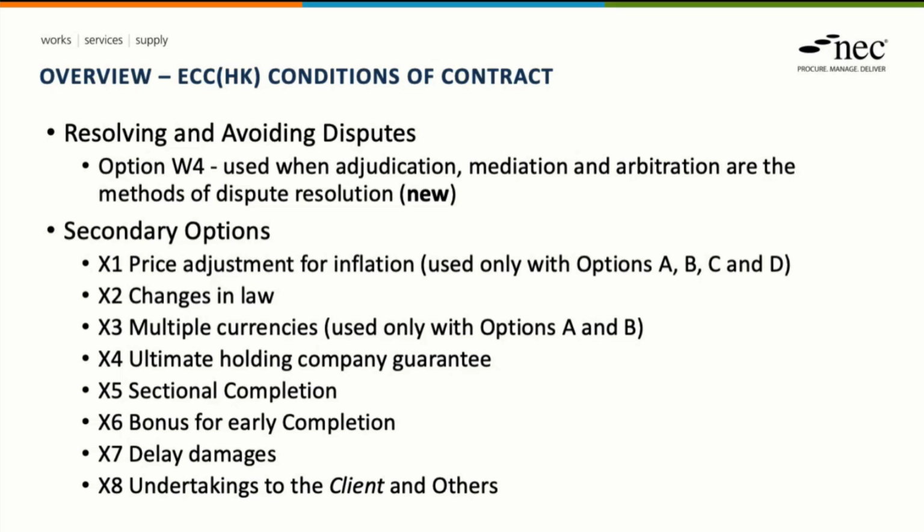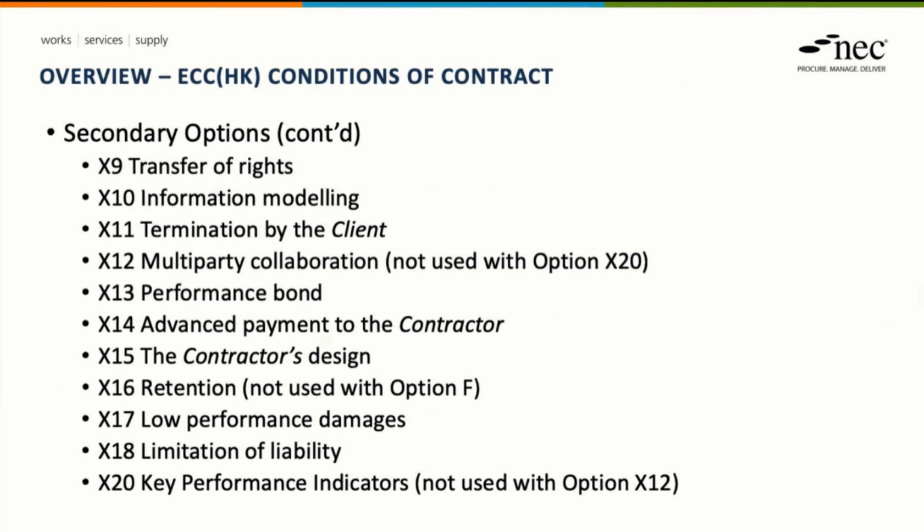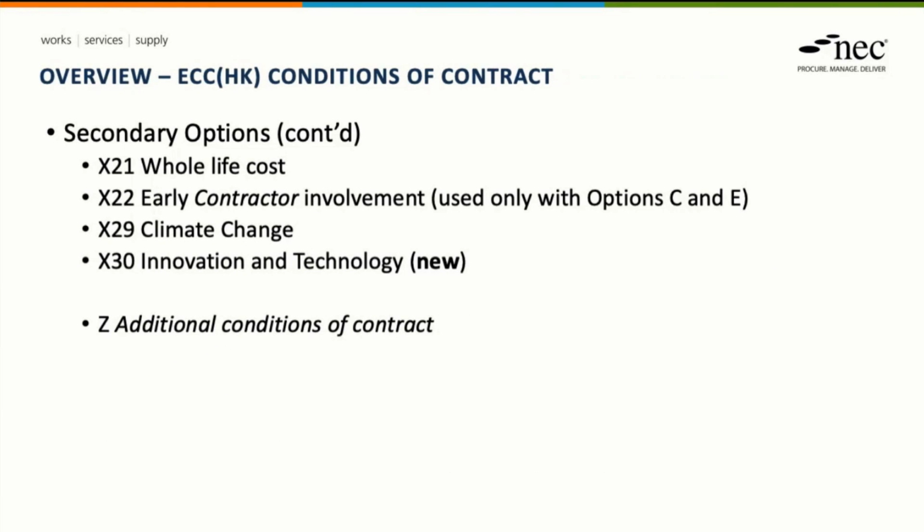In terms of the secondary options, there's a long list over the next few slides. They largely remain the same as per the NEC4 ECC. You can see they go on. But there is a new secondary option clause that's been introduced within the ECC Hong Kong edition, and that's X30, and I'll talk about that in a little while.